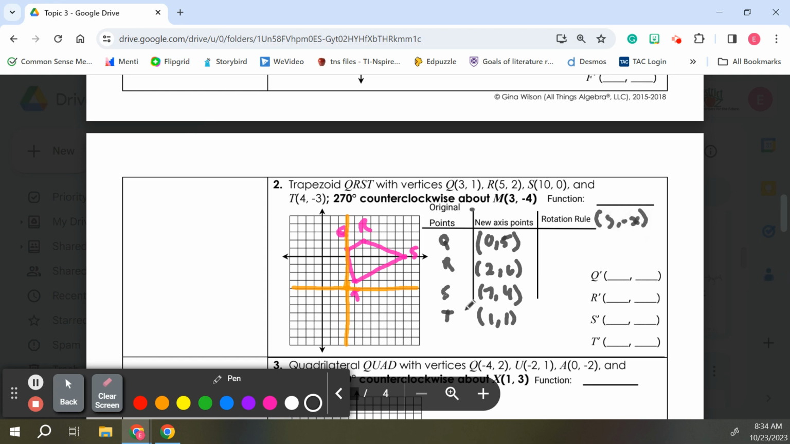All right, so now I'm going to apply this. So this will be, looks like 5, 0, 6, negative 2, 4, negative 7, and 1, negative 1. All right, so I'm going to give you guys a minute to plot, and I want you to find the new points, and then I'm going to ask somebody to shout those out to me.